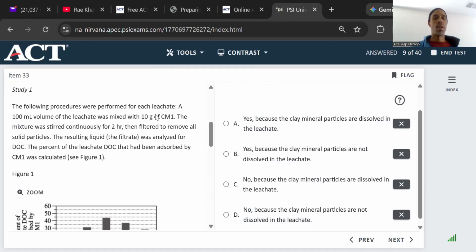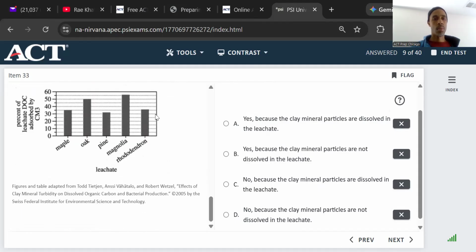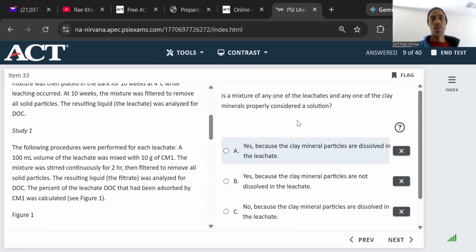Was it dissolved in it though? That I don't know. Is a mixture of any one of the leachates and any one of the clay minerals properly considered a solution? So if I mix the leachate and the clay mineral, would it be considered a solution?